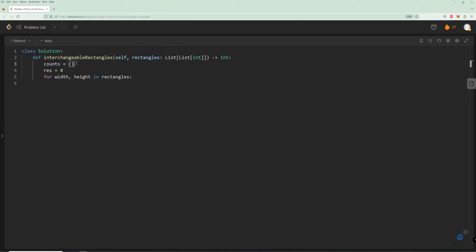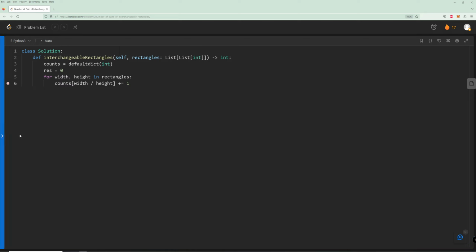So what we actually want to do is we can just have a default dict here. We can have an int. So we can just say, okay, for width and height, let's just say counts. This is going to be width over height. Yeah, and I wasn't sure if you could store a float as a key because maybe you'd have some issues there, but I guess you can. So good to know. So counts width over height plus equals 1.